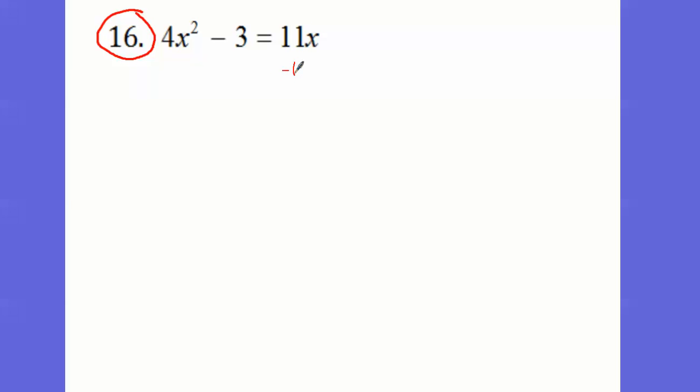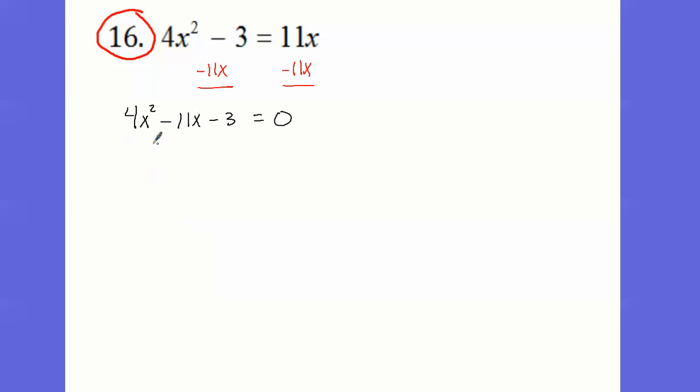Minus 11x. I'm going to minus 11x. That will leave us in ABC order: 4x squared minus 11x minus 3 will be equal to 0. We are solved for 0, and so then we are able to not quadratic formula, but factor and then solve.